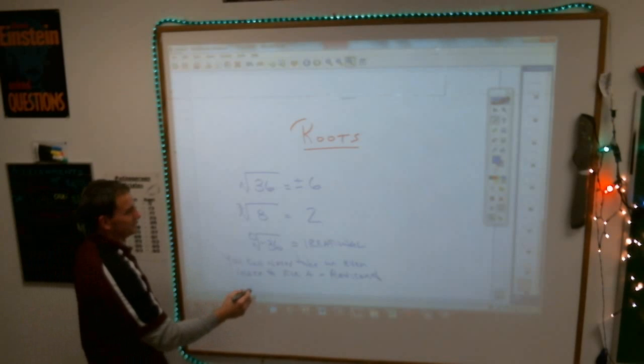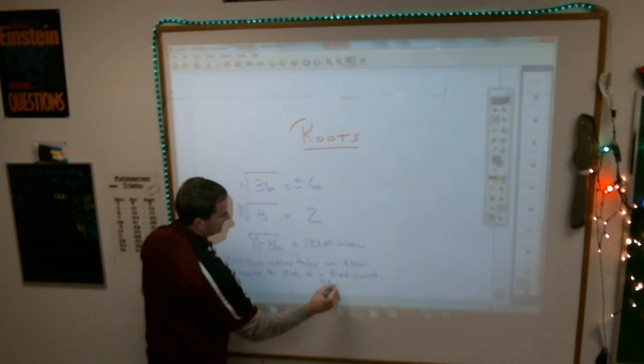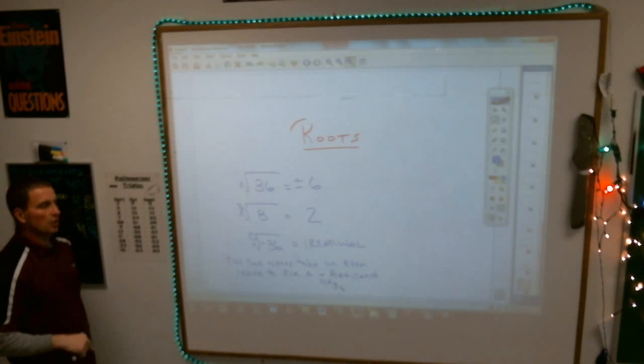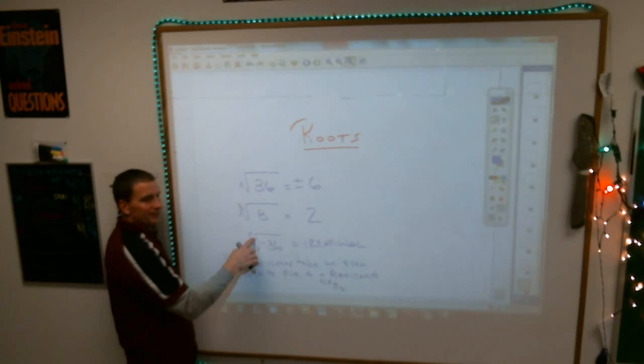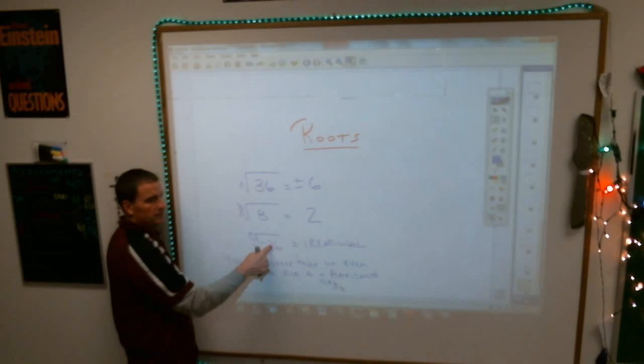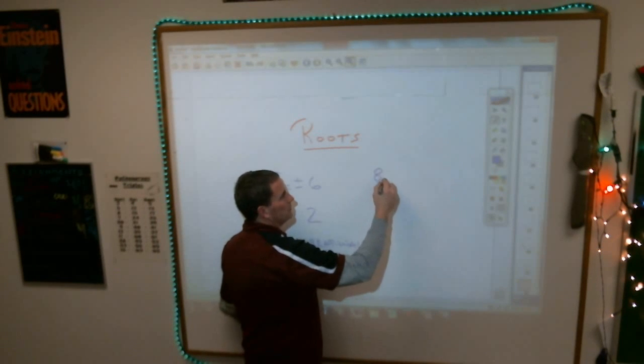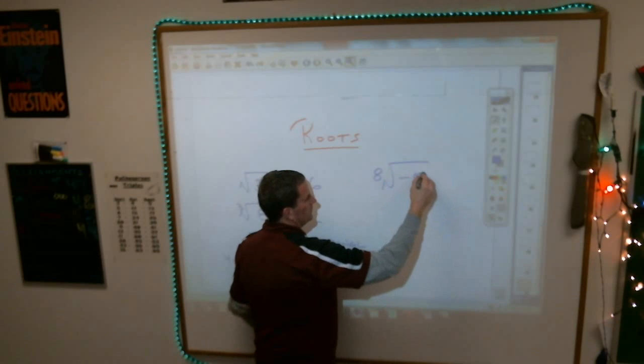Well, kind of. In other words, there's no possible way to have an even number as your index number and a negative number underneath the radical sign. You'll never be able to do this: the 8th root of negative 52.